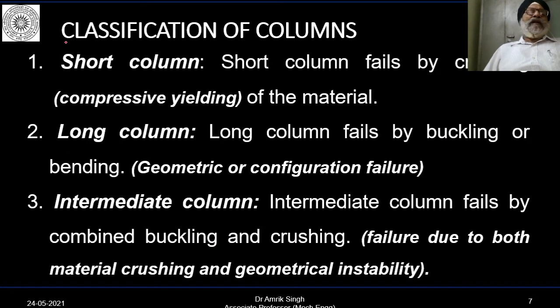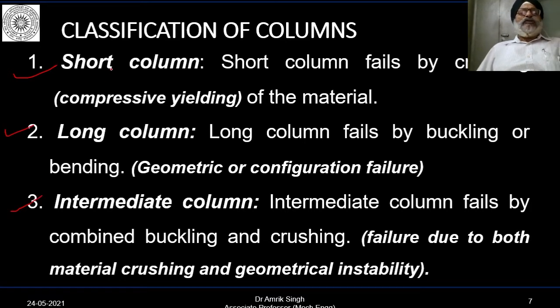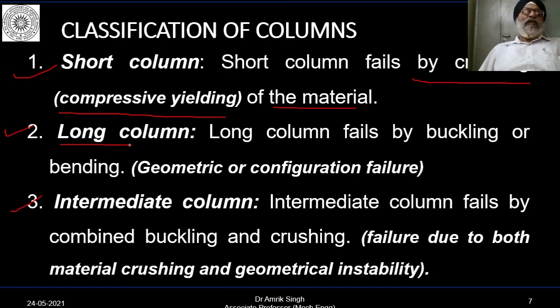Now the classification of columns. We can classify them into three categories. First category is the short column. A short column is a column which fails by crushing; we also call it compressive yielding of the material. Second is the long column. They fail by buckling because the length is very long.